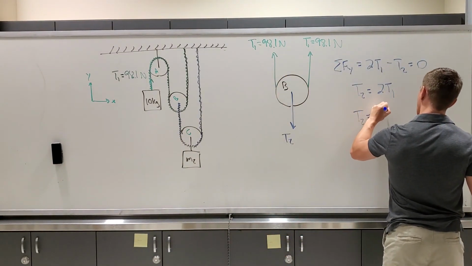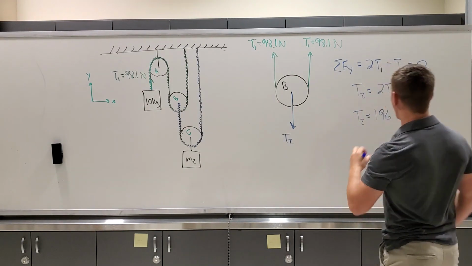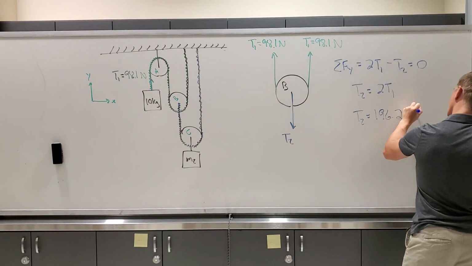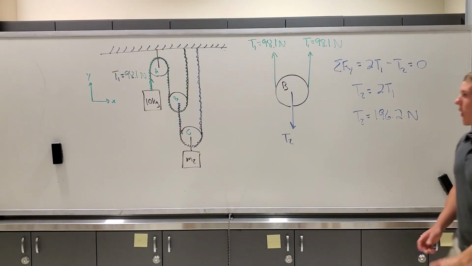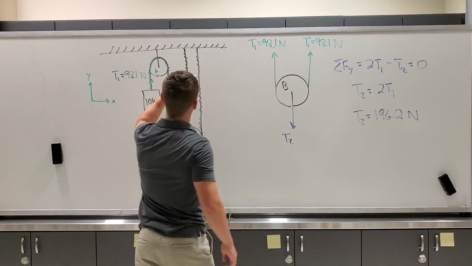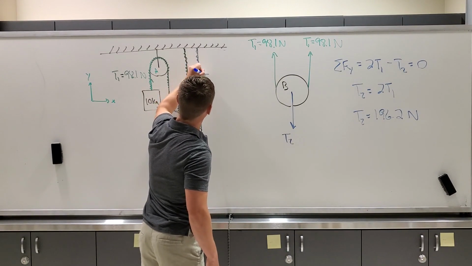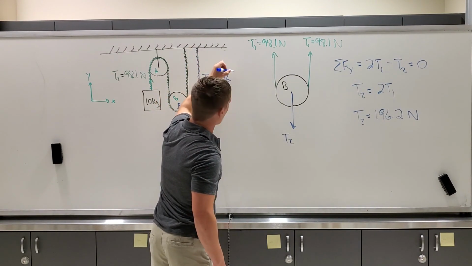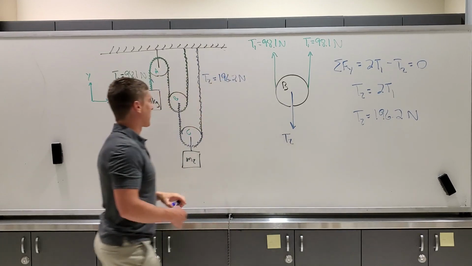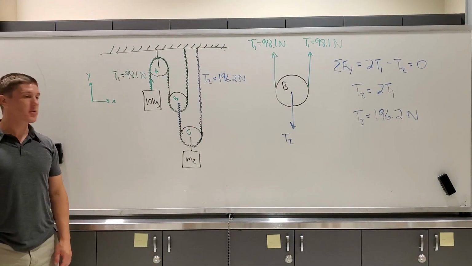is equal to 196.2 newtons. So I'll go over here, and we are going to label this on our diagram so that we have T2 equal to 196.2 newtons. Okay, so we're getting closer to finding our answer.